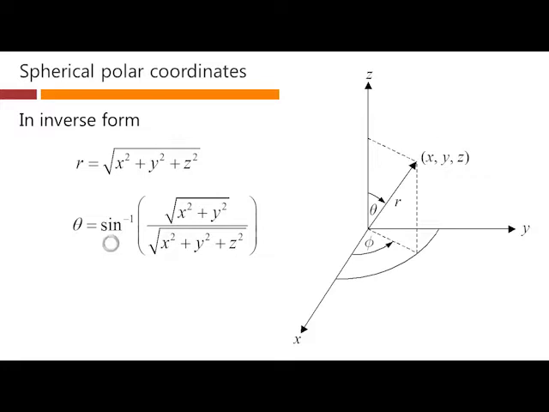For theta, we have to take a sine to the minus 1, and we can figure that out like this. The square root of x squared plus y squared is the length in the xy plane, and this is the length of this vector here. So theta is sine to the minus 1 of the ratio of this distance over that distance. And phi is tan to the minus 1 of y over x.